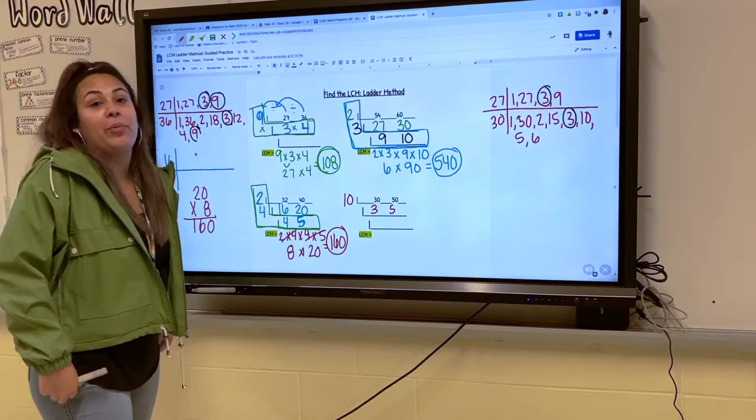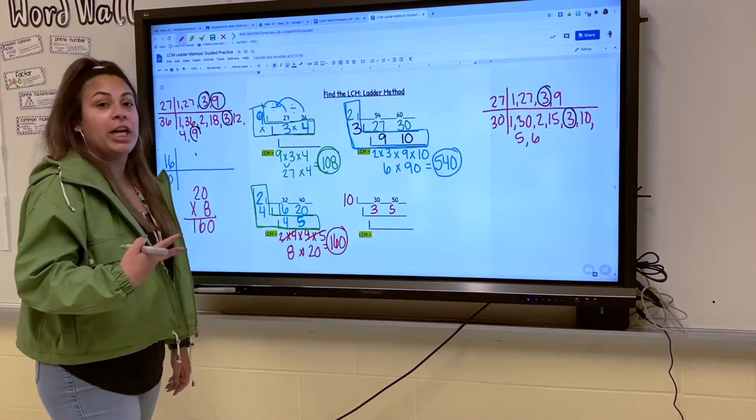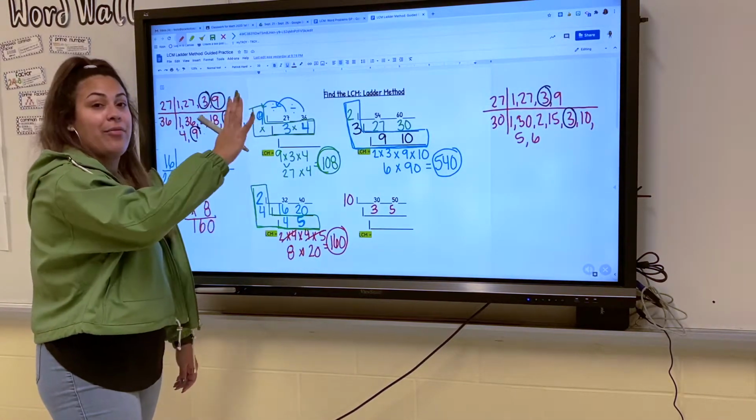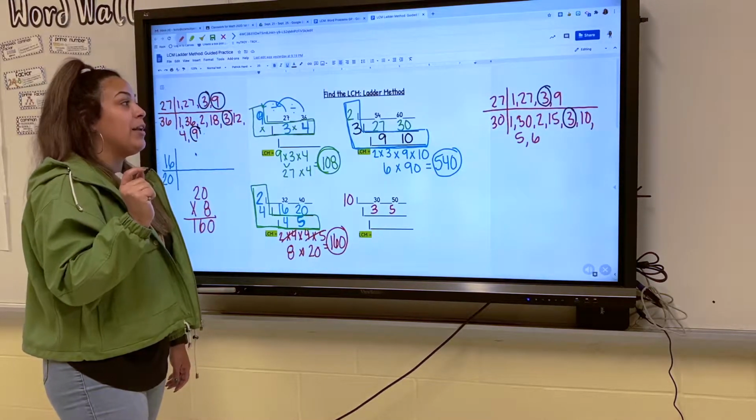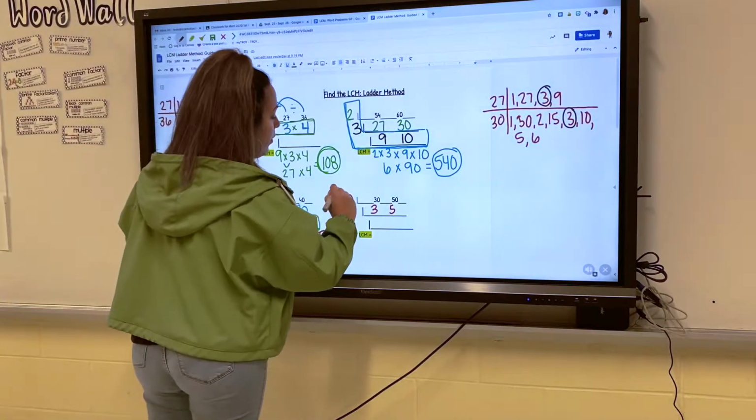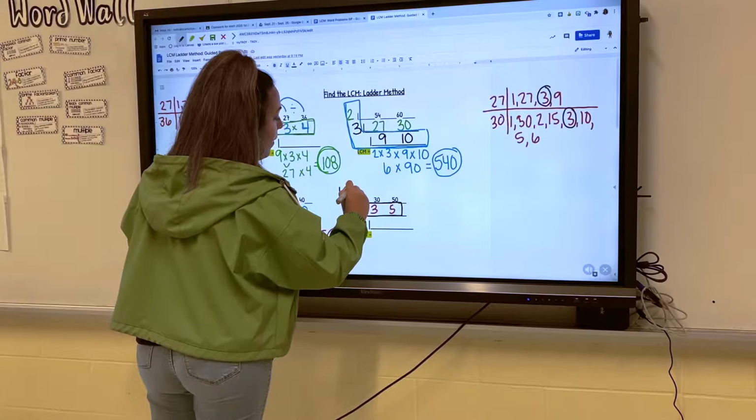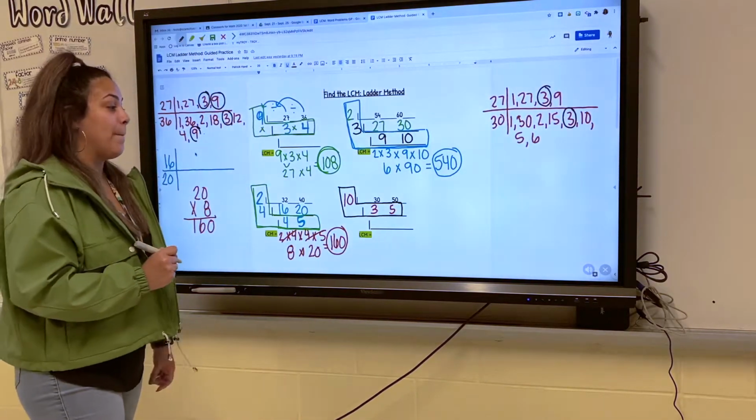3 and 5 are both prime numbers, so I know I can't go any farther. They do not share any factor in common greater than 1, so I'm done factoring out using the ladder method. But remember, we're trying to find the LCM, so I need to draw my L around the number on the side and the last row that I have filled out.